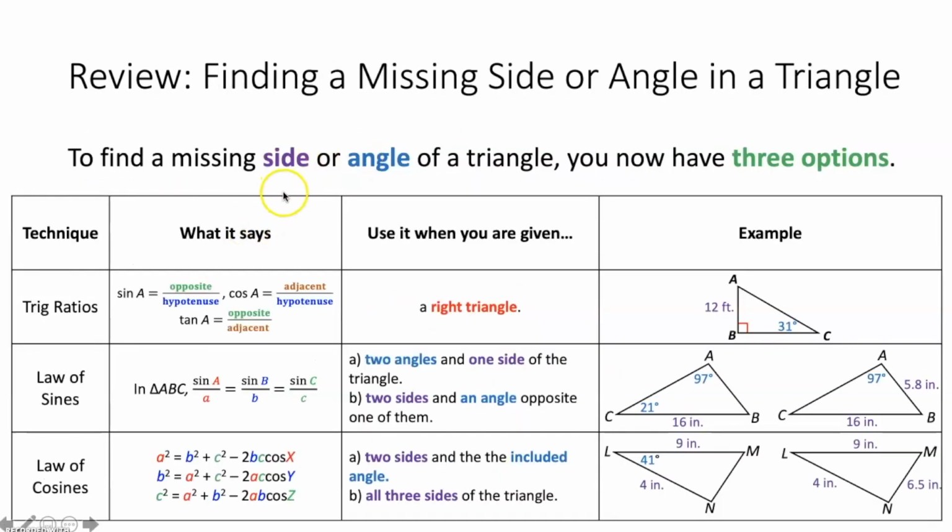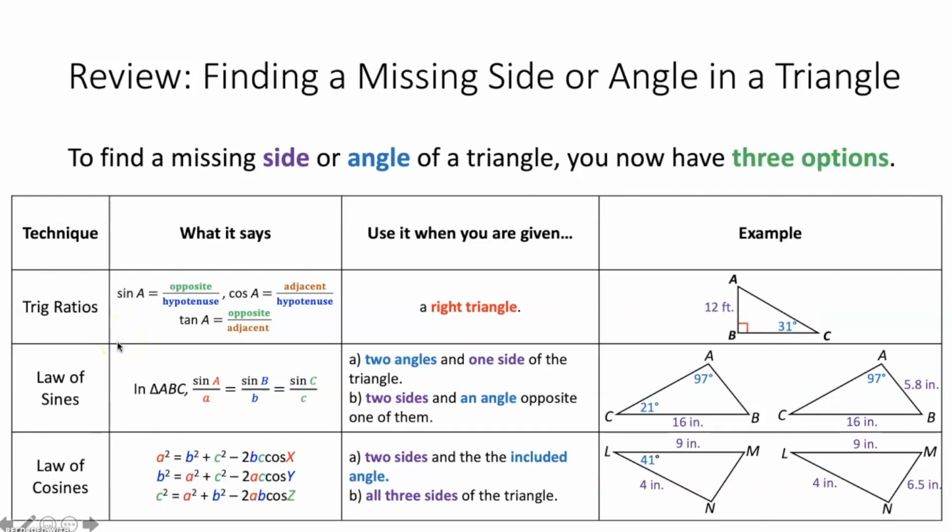Now we're also going to review the three different methods for finding a missing side or angle in a triangle. The first would be to use one of your trig ratios in SOHCAHTOA, sine, cosine, or tangent. And that's only going to be useful if you have a right triangle and you're given either two side lengths or a side and an angle. Also, don't forget, if you're trying to find the missing side of a right triangle and you're given the other two sides, you can always use the Pythagorean theorem too.